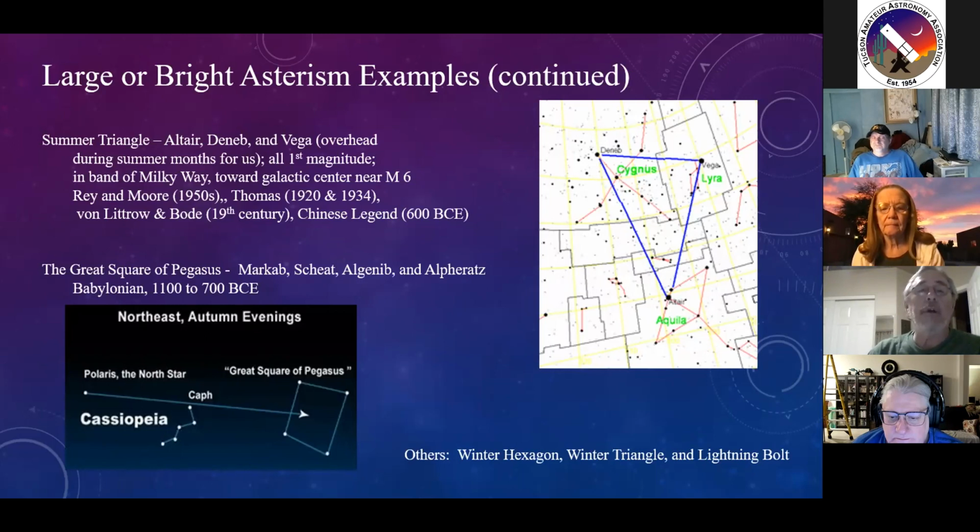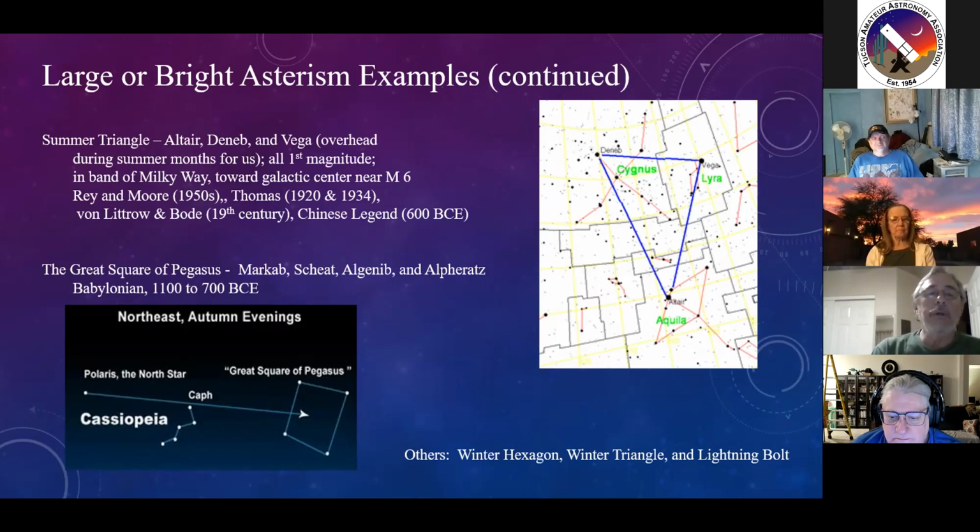For the most part, this asterism has been fairly well recognized and somewhat documented. Ray and Moore in the middle part of the last century had documented it. A guy by the name of Thomas in the early part of the century. And then we can go back to some identification into the 1800s. And there's believed to be some reference to this in Chinese legend 600 years before the Common Era, or BC. So this is rather an older asterism that's been recognized, and there is some documentation of it.